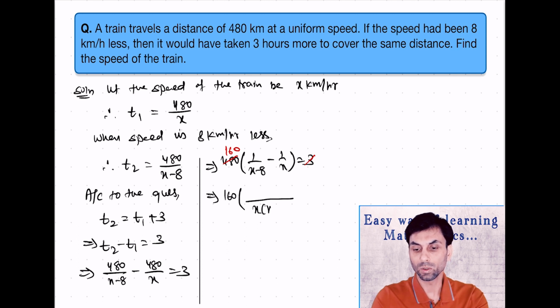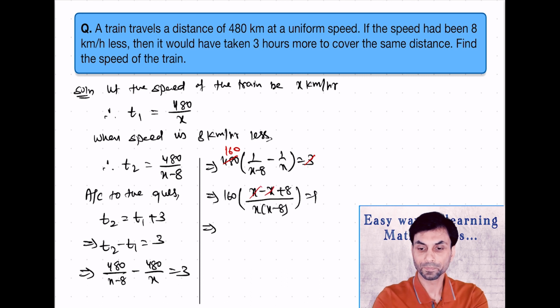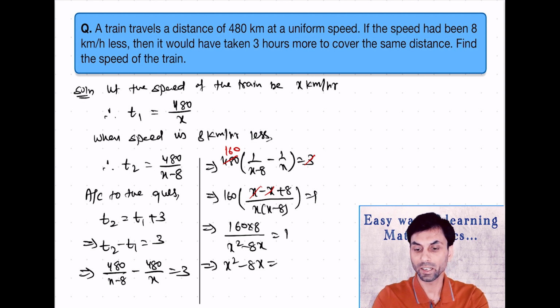LCM will be x into x minus 8, which will become x minus x plus 8 equals to 1. Here x and x can be cancelled. We'll get 160 into 8 upon x square minus 8x equal to 1, which can be written as x square minus 8x equal to 1280. That further can be written as x square minus 8x minus 1280 equals to 0.